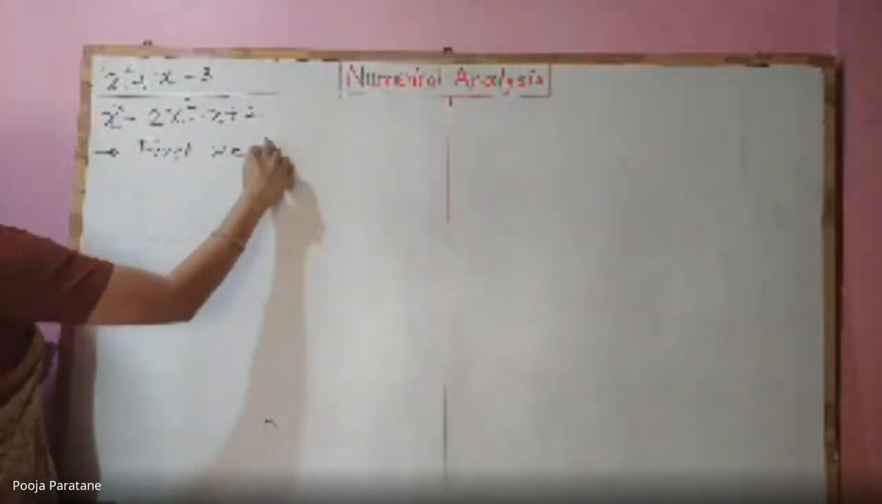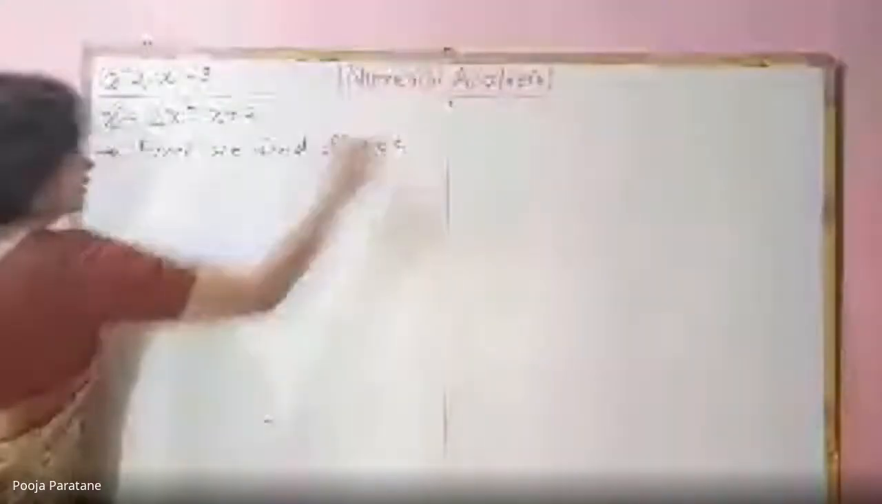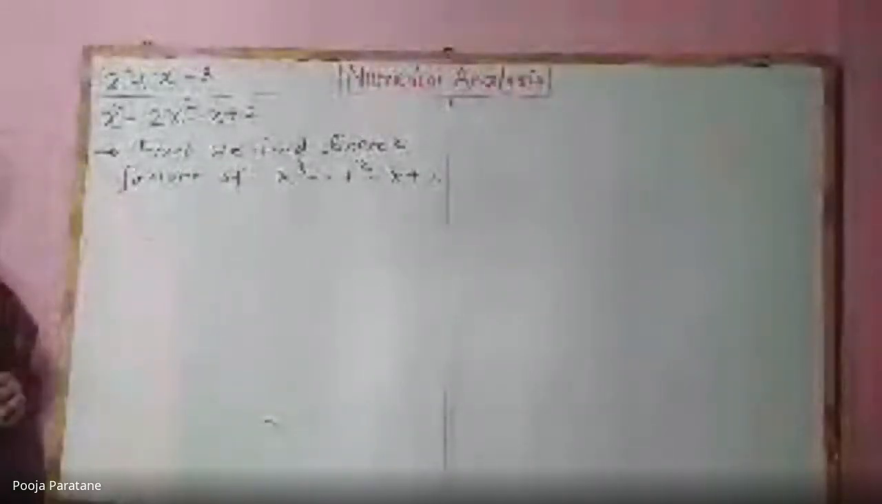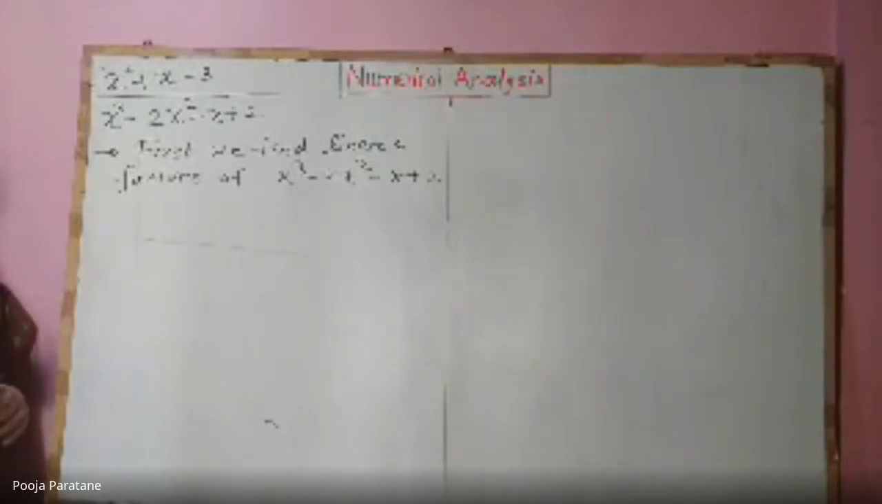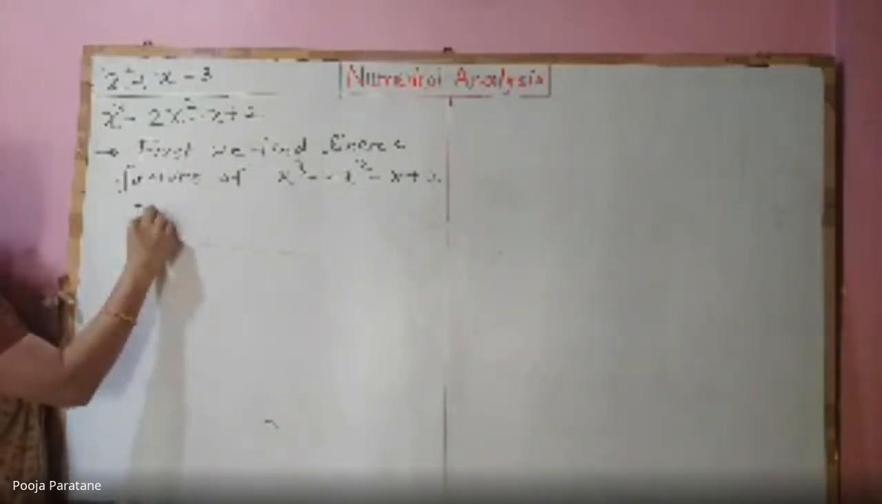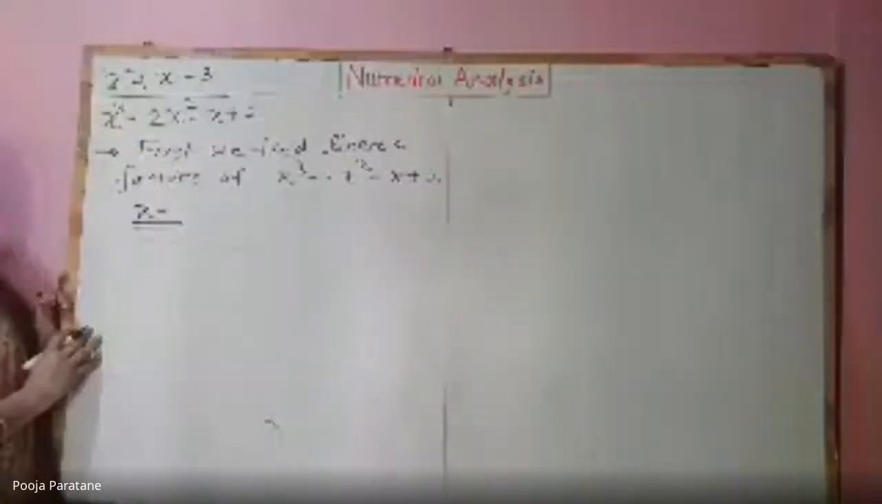First, we find linear factors of x cube minus 2x square minus x plus 2. This we can use only when the denominator can be factorized into linear factors. Okay. So let us check whether x minus 1 is a factor of this polynomial.